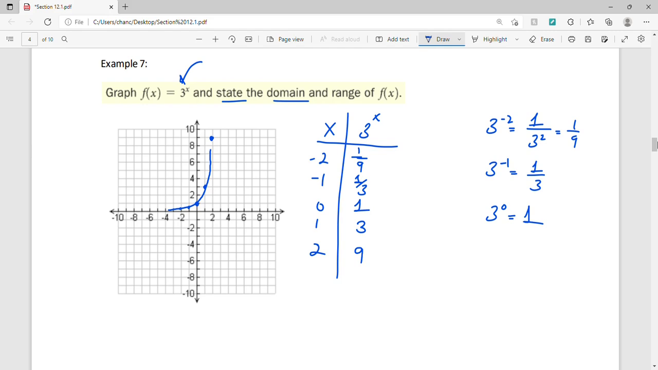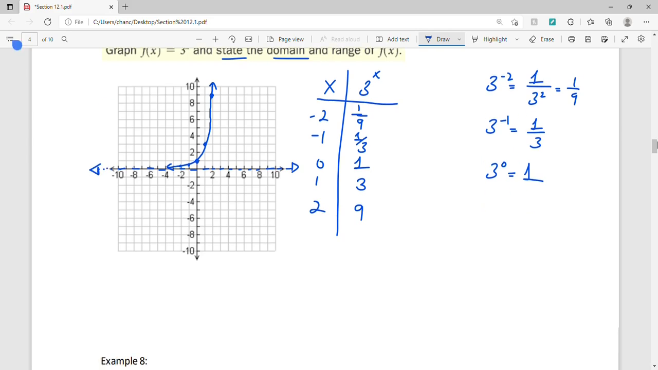In example 6, it was growing, but it wasn't as fast as this. And why is that? Well, the base is larger. The base is 3, so it grows a lot faster than a base of 2. And again, we're going to draw this horizontal asymptote with a dashed line, because it's not part of the graph. This is our asymptote.